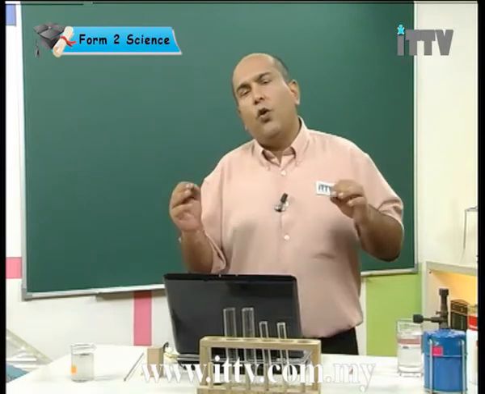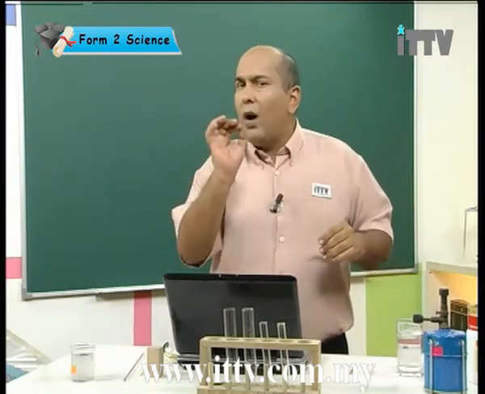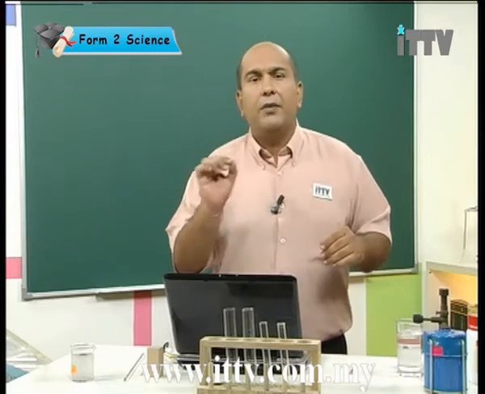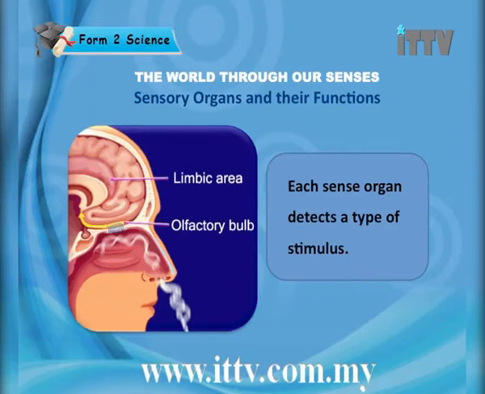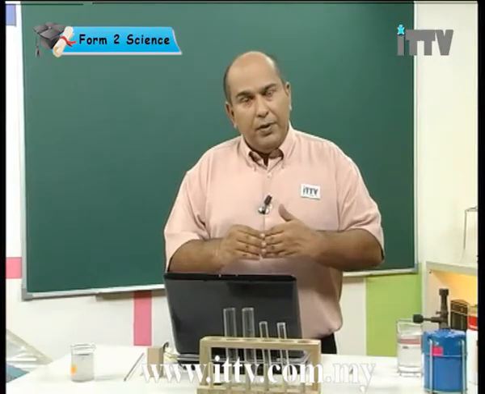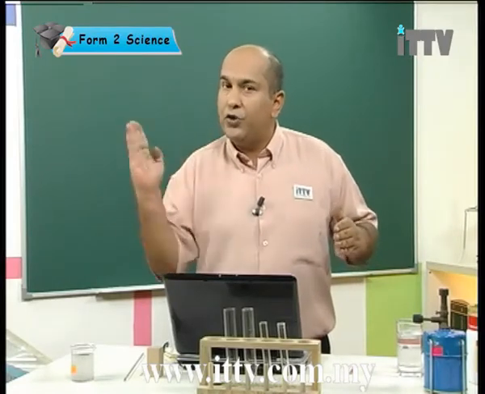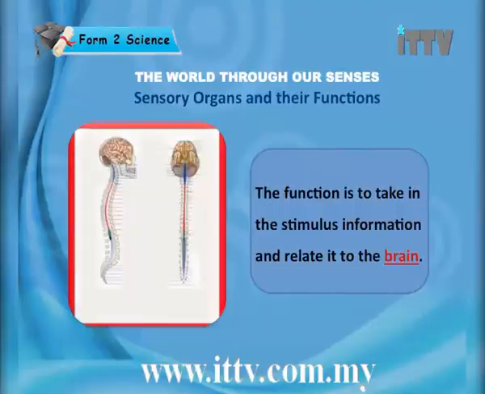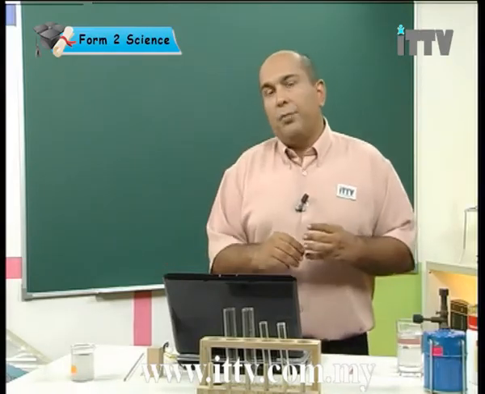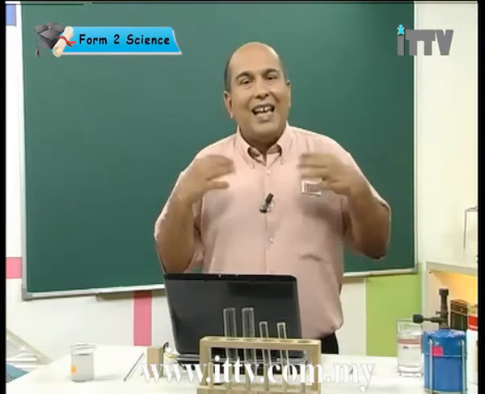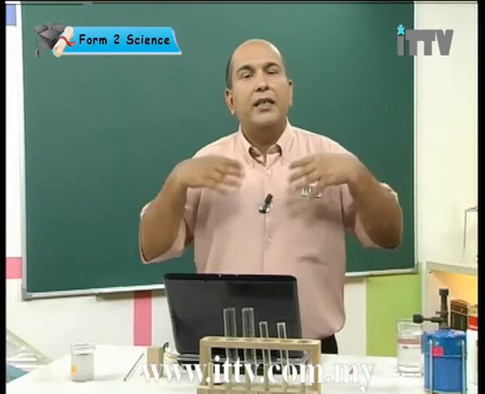Let's go through each organ and have a look at what are the stimuli that are detected by each of the organs. Each sense organ detects a type of stimulus. They don't overlap. Each one has got its own specific job that has been given to it. The function is to take in the stimulus information and relate it to the brain. Any information coming in needs to go to the brain. The brain will then analyze it for us and make a decision for us.